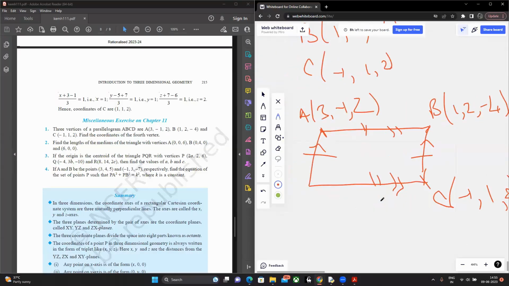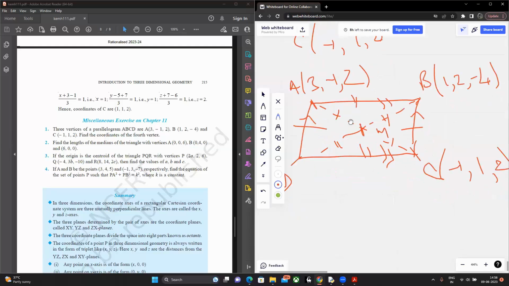The way you can find the fourth coordinate is by determining the line AB, translating it to the point C, and finding the point D at a distance of AB from C. Or you can be a little more intelligent and make use of the fact that the diagonals of a parallelogram bisect each other. If this is the midpoint M, you have this equal to this and this equal to this.